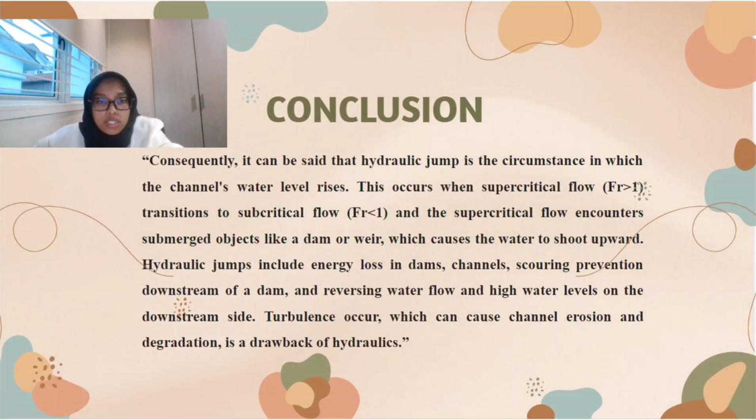For the conclusion, consequently, it can be said that hydraulic jump is the circumstance in which the channel water level rises. This occurs when supercritical flow, Froude number greater than 1, transitions to subcritical flow, Froude number less than 1, and the supercritical flow encounters a submerged object like a dam or a wheel, which causes the water to shoot upward.